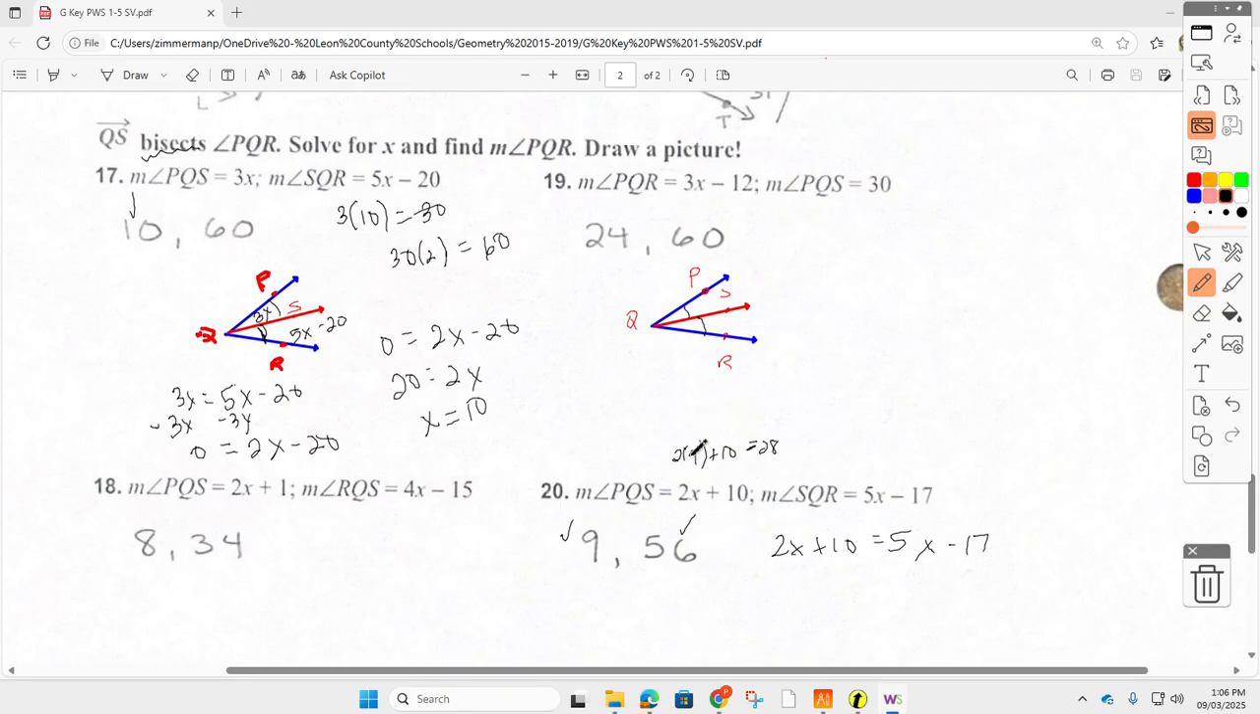PQS is one of the angles, right? What if you multiply it by the other? You can't multiply it by the other one, because 28 times 28 is going to be a big number, right? 28 times 28 is not the same as 28 times 2 or 28 plus 28.